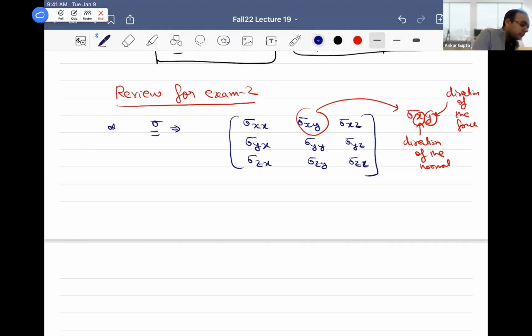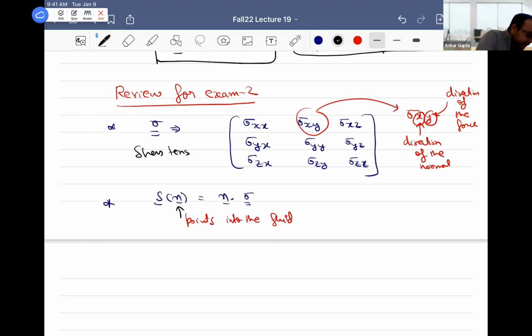So the second part was, if we know the plane, then how do I calculate the force by the fluid on the plane? And this n basically points into the fluid, and this is the stress tensor, and this is the stress vector, right? So we discussed this. The key property for calculation of force is the stress vector, and force is essentially S and ds. Okay, S and ds. Remember that n points into the fluid, and then you can calculate force.